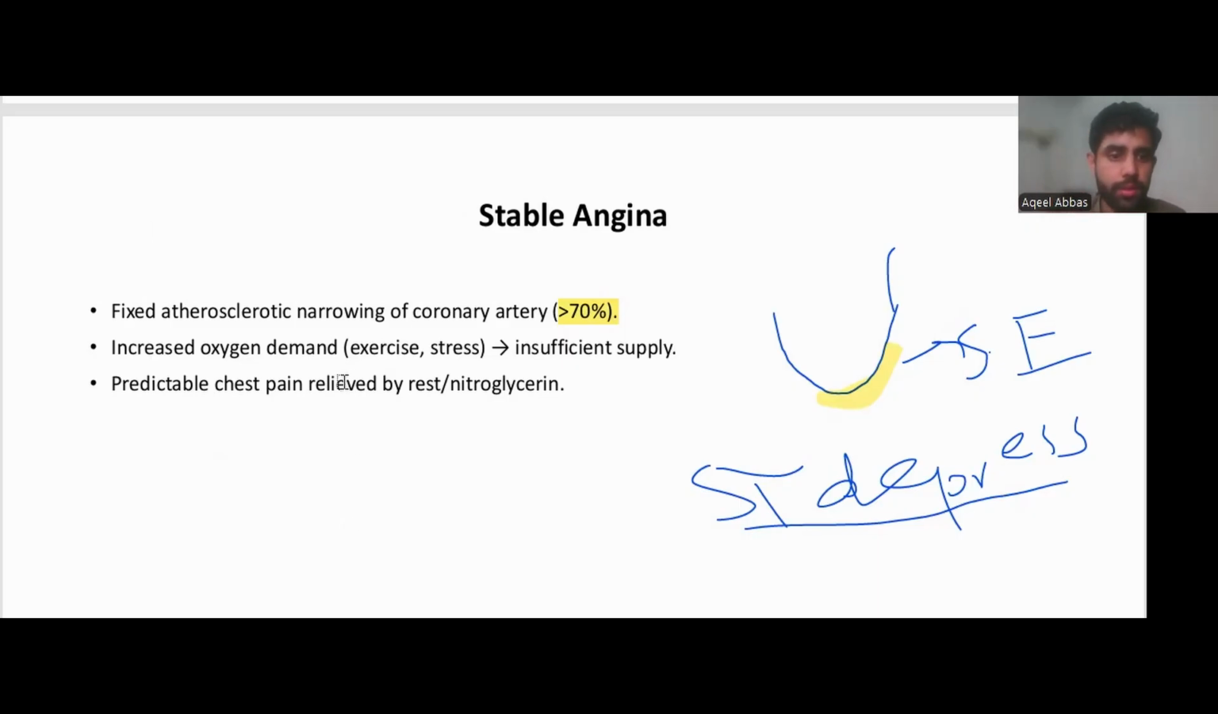So increased oxygen demand during exercise or stress would lead to insufficient oxygen supply in these conditions, and it is resolved with rest or nitroglycerin, which is a vasodilator.